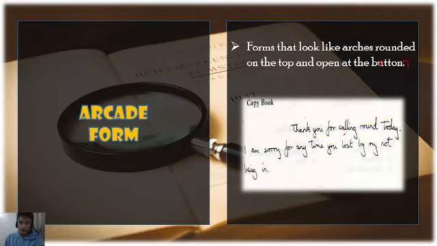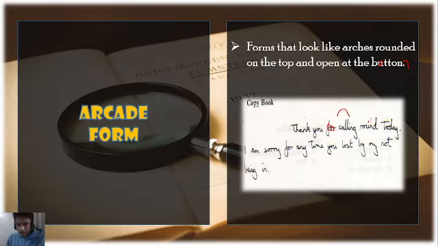Okay, and as you can see, let's try to find out where the arcade forms of connecting strokes are in here. As you can see, we have here in this letter, okay, 4. So it's like this. Okay, it is like an arch. The opening is on the bottom.